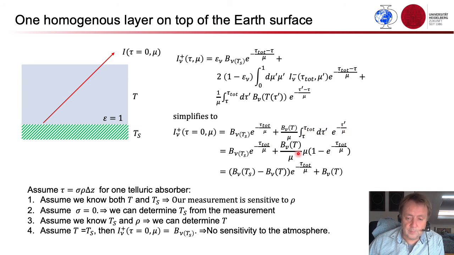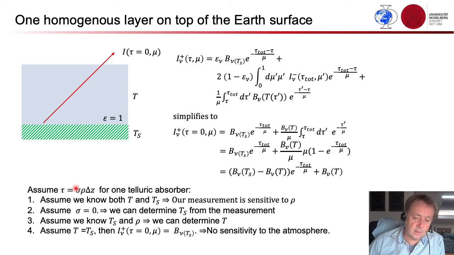And if you do so, you get for that integral mu times 1 minus e to the power of minus tau total divided by mu. And then what we can do is rewrite that in the form that we have here: the difference of the Planck radiation at temperature of the surface and of the atmosphere times the transmission function plus the Planck radiation of the atmosphere. So that's a pretty simple expression. And now we want to interpret that.